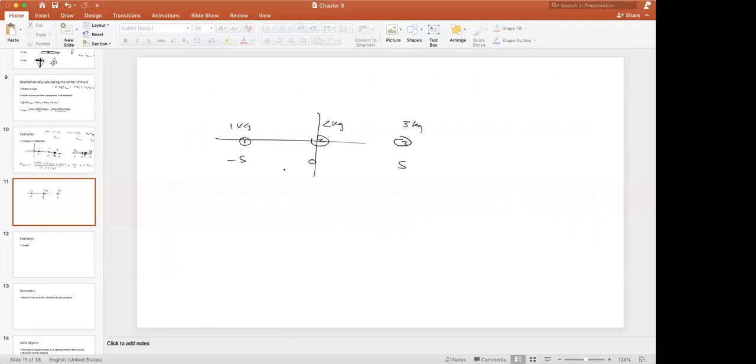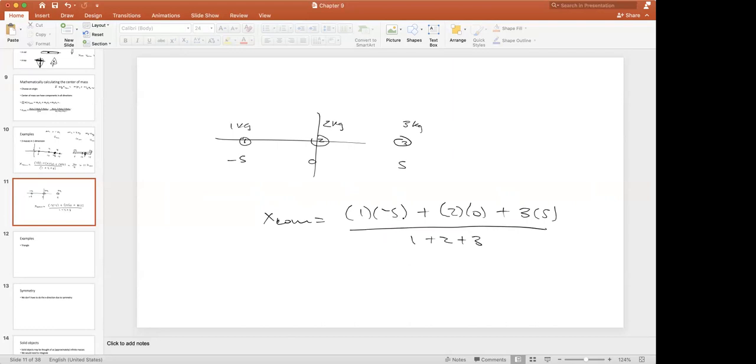So where is the center of mass? So the x center of mass is 1 times -5 plus 2 times 0 plus 3 times 5 over, again, 1 plus 2 plus 3. And what I get is -5 plus 0 plus 15 is 10, right? So 15 minus 5 is 10 over 6. And 10/6 is, what, 11 or 1.6?